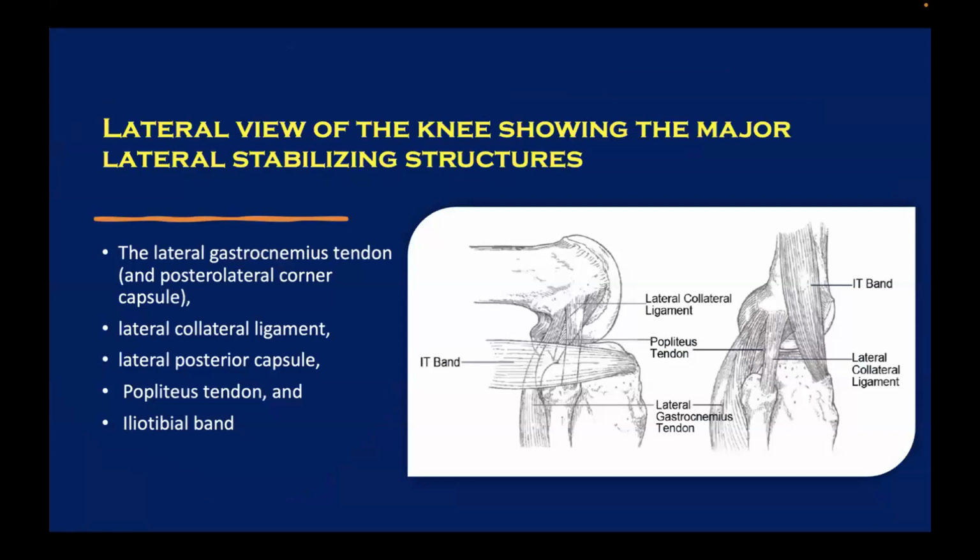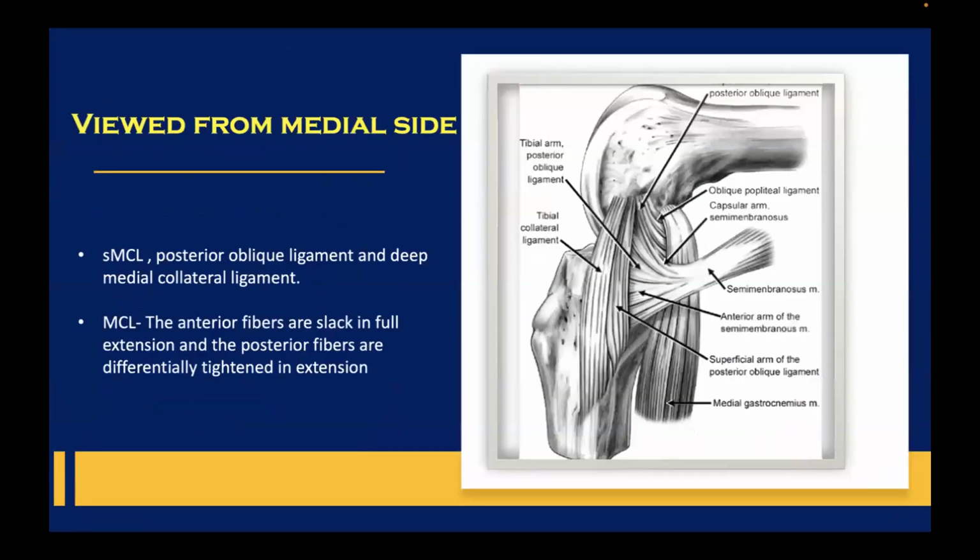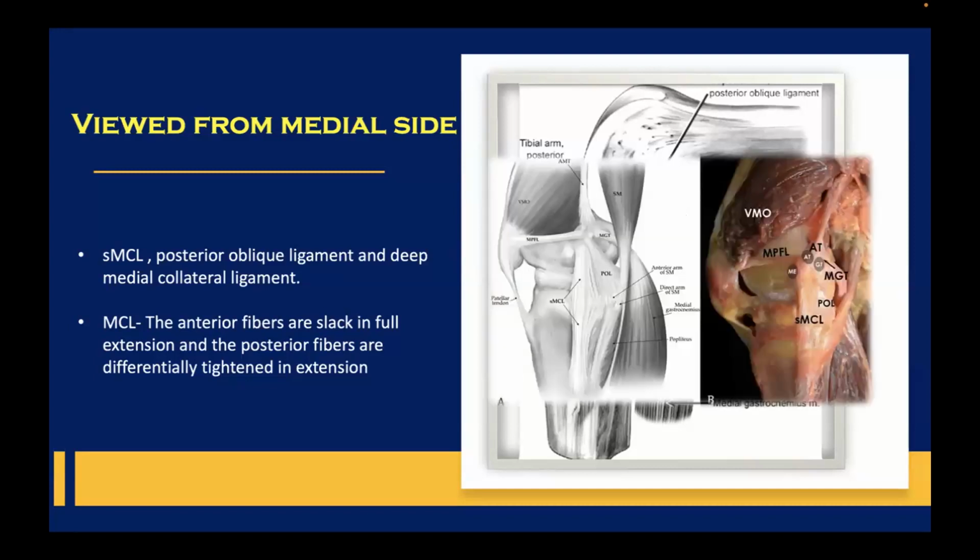I'm just summarizing the stabilizing structures. The structures that stabilize the joint on the lateral side are the lateral gastrocnemius tendon, the lateral collateral ligament, the lateral posterior capsule, the popliteus tendon, and the IT band. And the main structures that stabilize the medial side are the superficial MCL, the posterior oblique ligament, and the deep MCL. The MCL anterior fibers are slack when the knee is extended, and posterior fibers are differentially tightened in extension, and vice versa in flexion. This is an image showing the posterior oblique ligament and the superficial MCL.